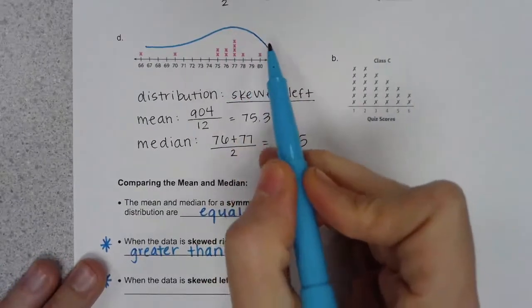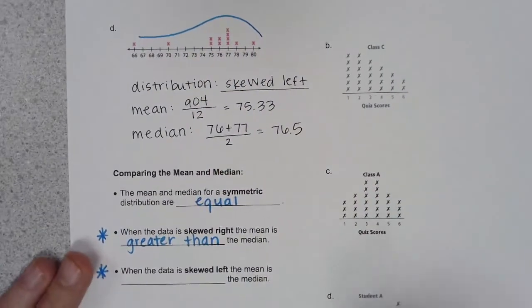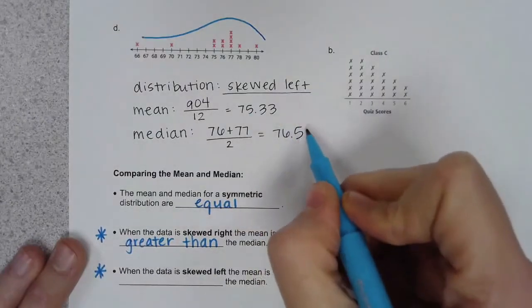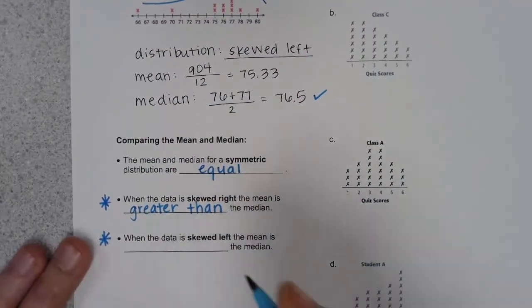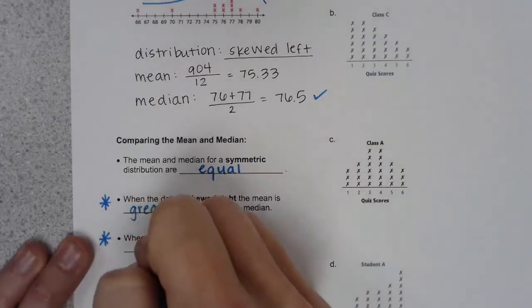And then in the final example that we did up above in D, when the data is all piled up over here on the right and kind of pulled out to the left and skewed to the left, if you compare these, the median is the greater of the 2 numbers. So whenever the data is skewed left, the mean is going to be less than the median.